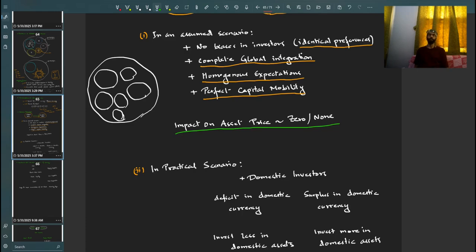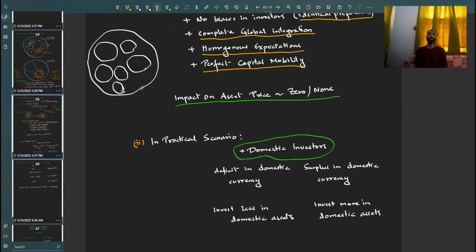But in a practical situation, there are no free capital flows in a perfect sense. There are no homogeneous expectations in a perfect sense. There is no global integration in a perfect sense. There are no identical preferences or utilities in a perfect sense, right? So we have to think in terms of practical scenarios. In practical scenarios, the major thing that is observed is domestic investors have a home country bias, right? They have a home country bias and they tend to prefer investing in their domestic currency, but they prefer to invest more when it is a surplus domestic currency.